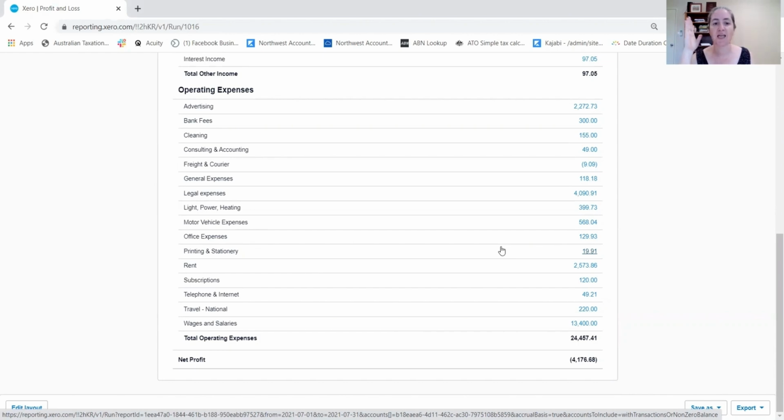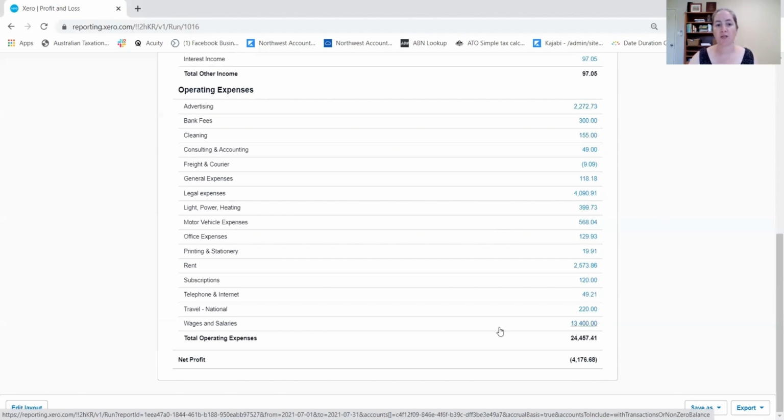Now, this listing is for the month of July, and it runs through all of the different costs that have been input into the system. Yet again, not necessarily paid, but sometimes they do match. All of the things that we've bought that are excluding GST. So we can see advertising, bank fees, cleaning, and so on.